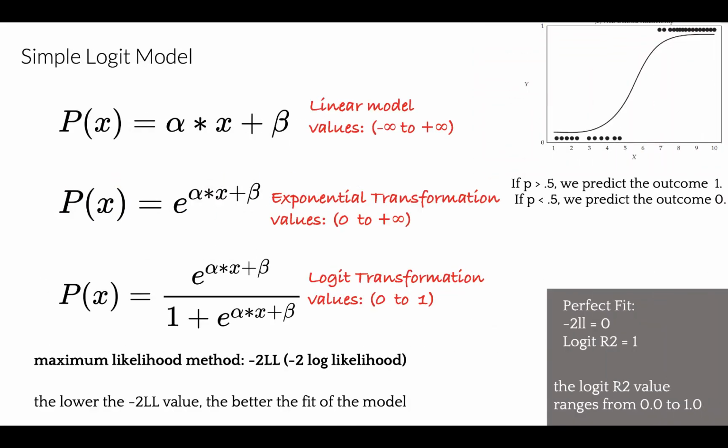Our standard linear model has an expected value range from -infinity to +infinity. So we need to limit the range of our prediction to between 0 and 1. We can use the exponential function and logit transformation to do so.